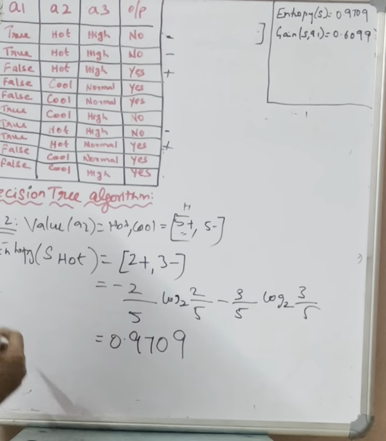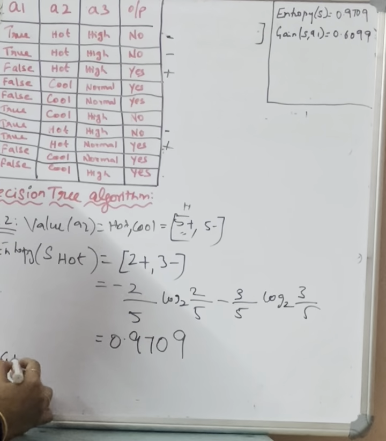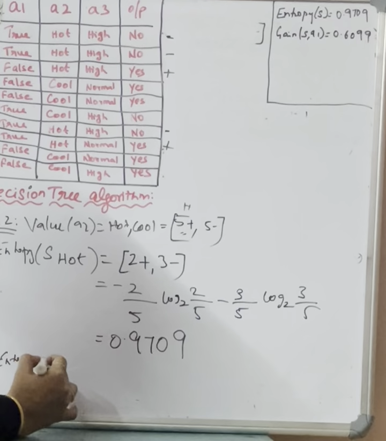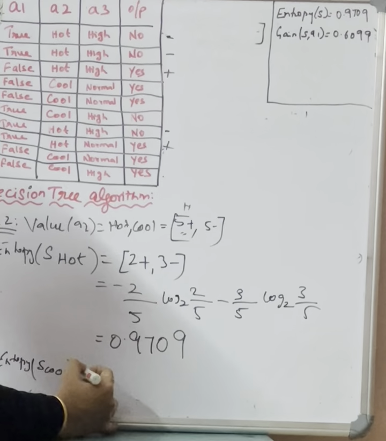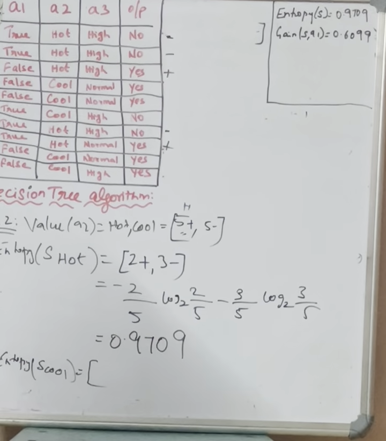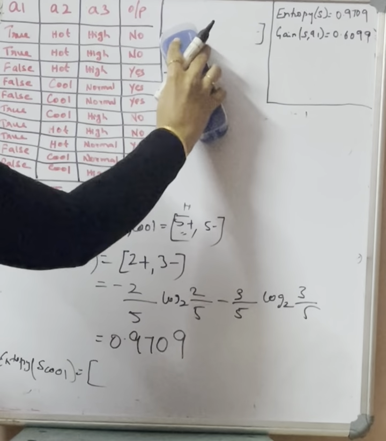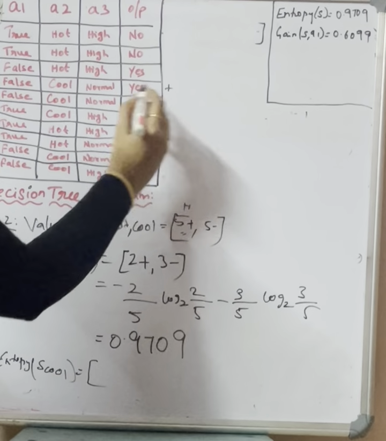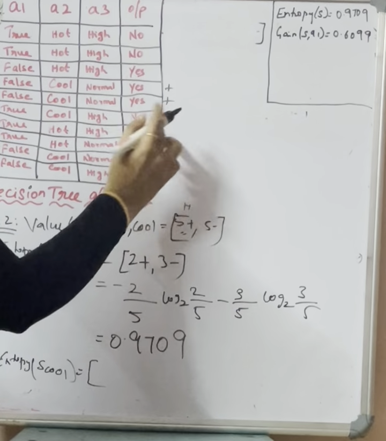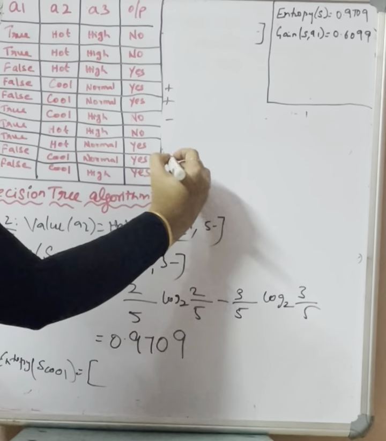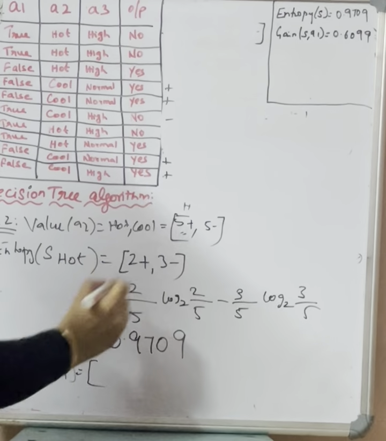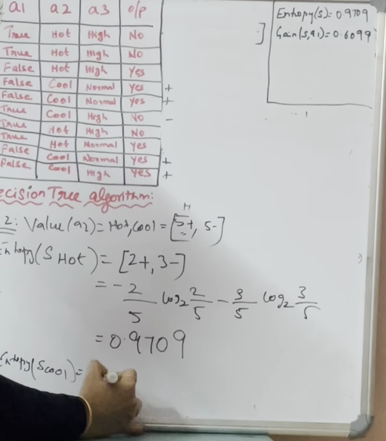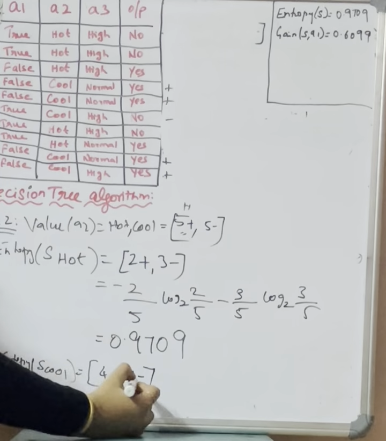0.9709. So similarly, you have to find the entropy of a school. So how many positive and how many negative values are there in the school? So let us check that. For this school, I have positive. Here it is positive, and for this school it is negative, and for this school it is positive, and it is positive. So I have 4 positive and 1 negative.